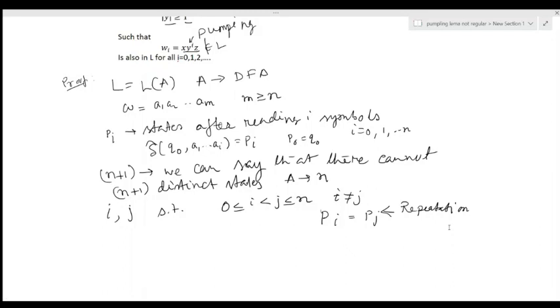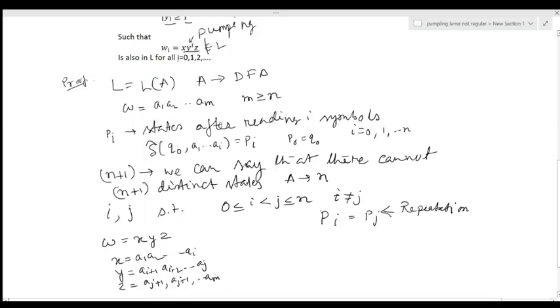Okay. So now we can have a string w decomposed into three substrings x, y, z such that x equals a1, a2, ..., ai, y equals ai+1, ai+2, ..., aj, and z equals aj+1, aj+2, ..., am. So we have three decomposed substrings of w.